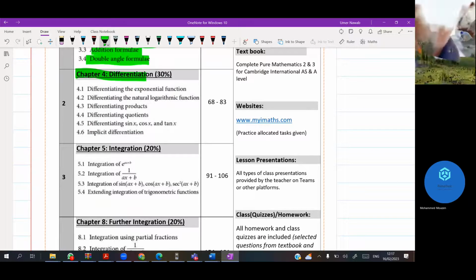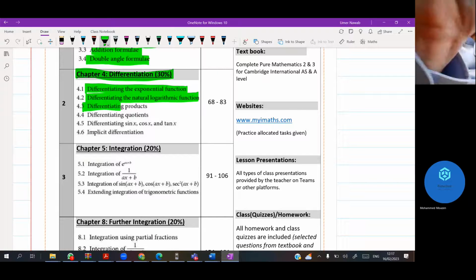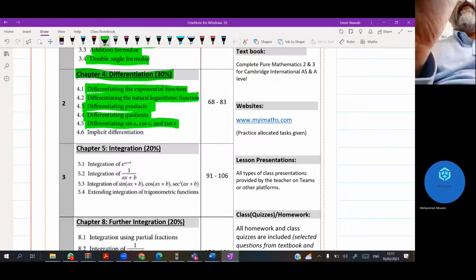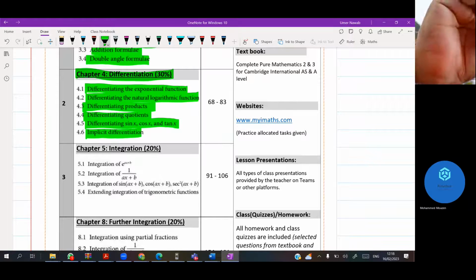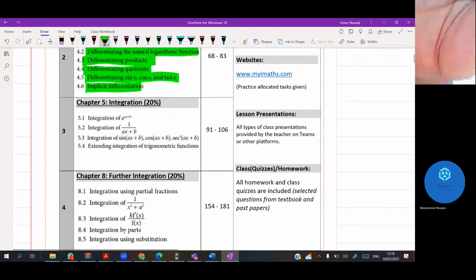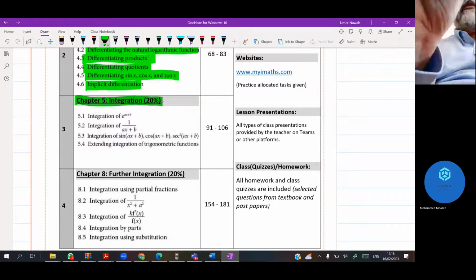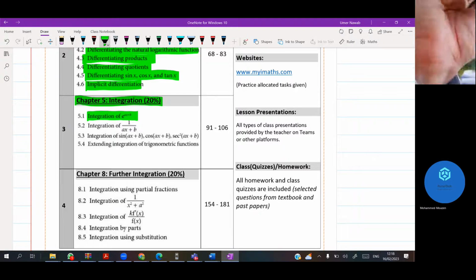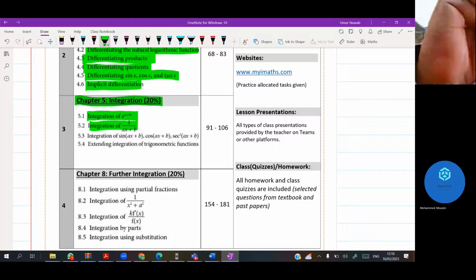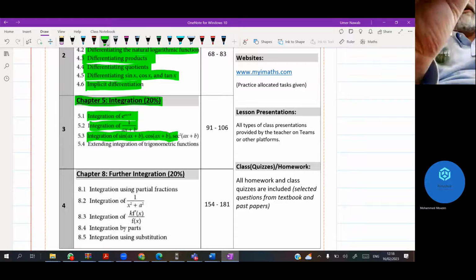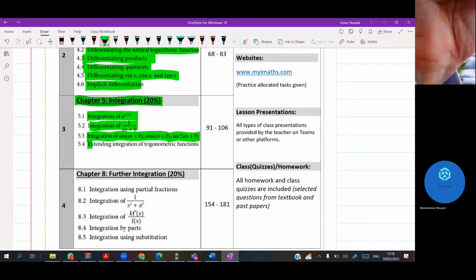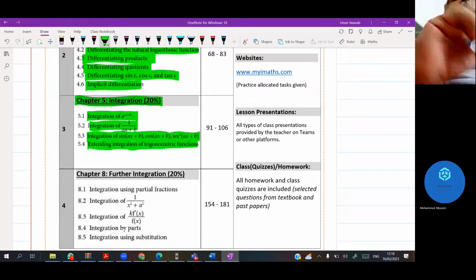And later, I will just go through with the differentiation: exponential, natural log, product rule, quotient rule, differentiation of sine, cosine, and tan, and implicit differentiation. There is no parametric differentiation coming to your exam. In integration, exponential integration, whenever you have a linear factor in the denominator, and the integration of sine, cosine, and secant square, and more on top of that, extended integration, half angle trigonometric functions.